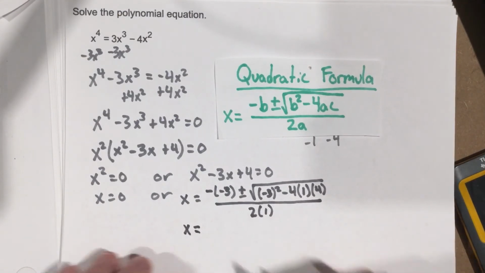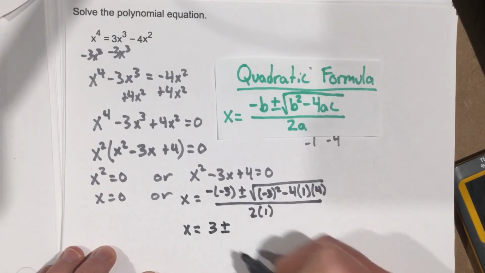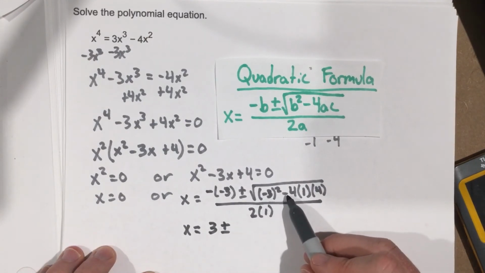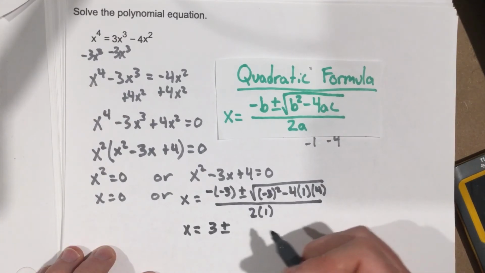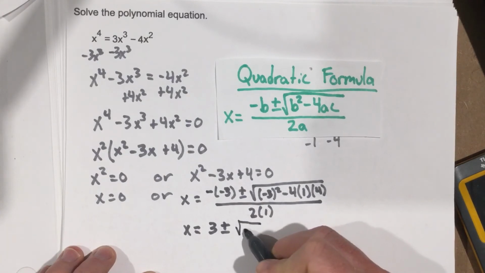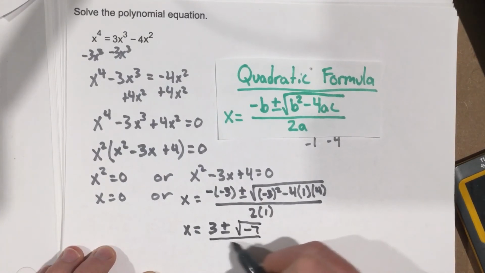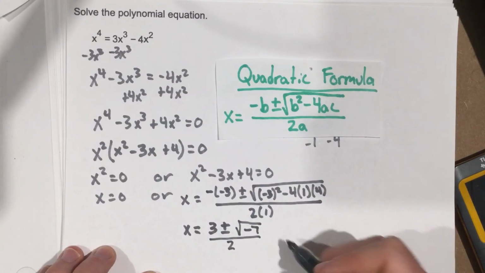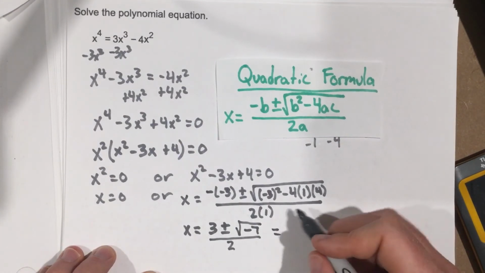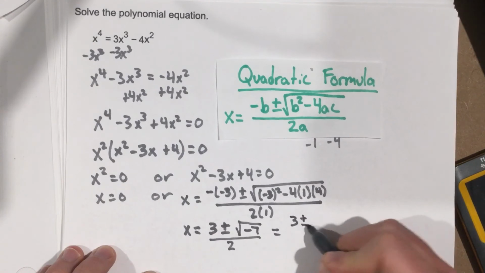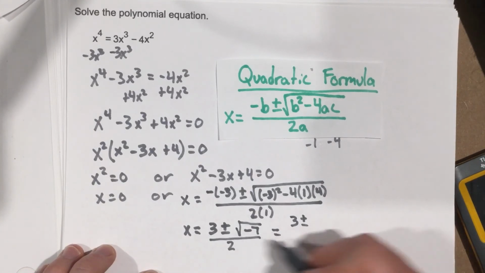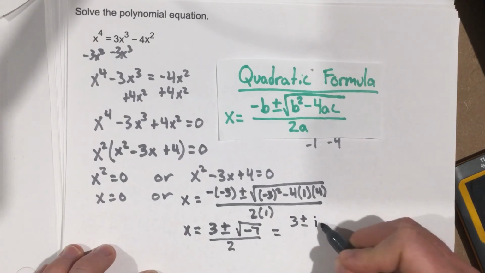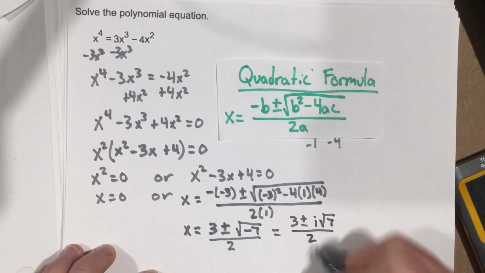So that's going to give you 3 plus and minus root 9 minus 16. 9 minus 16 is going to be negative 7. So I end up with root negative 7 all over 2. So I'm going to say that is equal to 3 plus and minus i root 7 over 2, because I can bring out this negative.